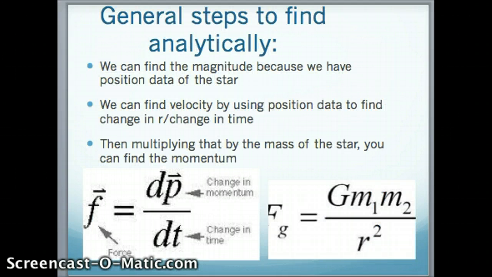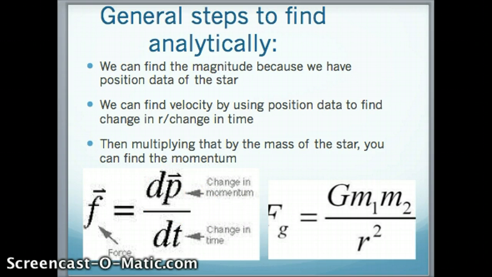If we were to try to solve for the mass of the black hole analytically, here are some of the steps that we would use. We would first try to find the magnitude because we have the position data of the star. Then we can find velocity by using the position data to find the change in the magnitude, which we just found, divided by the change in time, which is delta t. Then, multiplying that by the mass of the star, we can find momentum. Then, since we have momentum, we can find the change in momentum and then use the delta t that we were given earlier to help us find the force, which we then can plug in and isolate the mass of the black hole, which is what we're looking for.